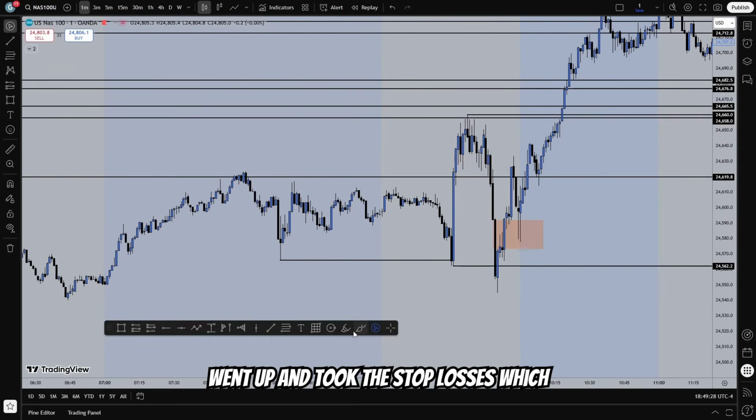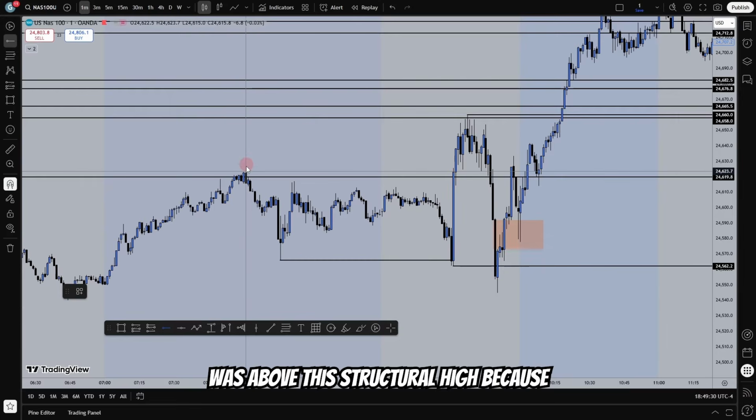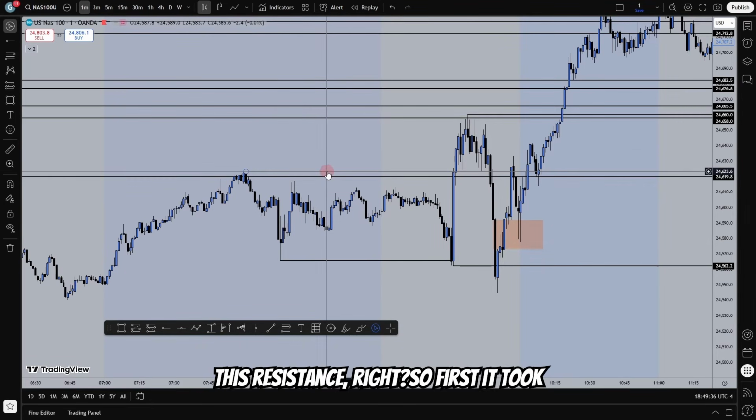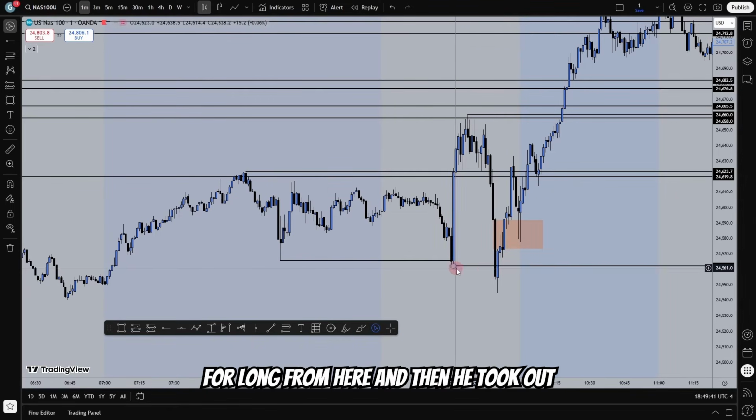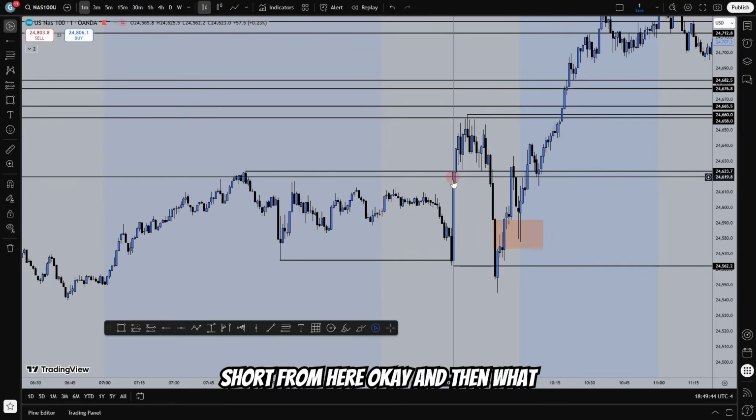Okay, and then it went up and took the stop losses which were above this structural high, because there will be lots of stop losses above this resistance, right? So first it took out the traders who were looking to go long from here, and then it took out the traders who were looking to go short from here.